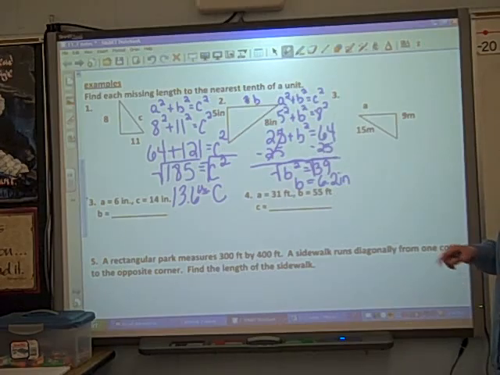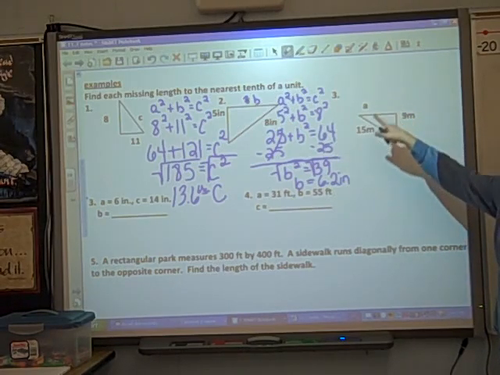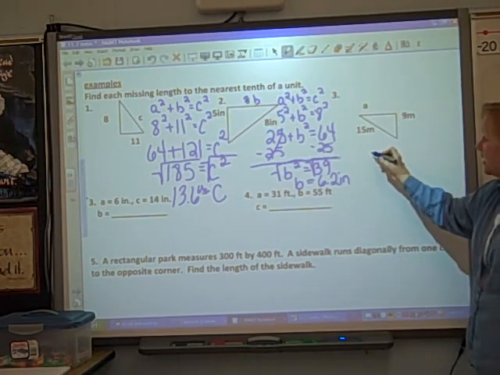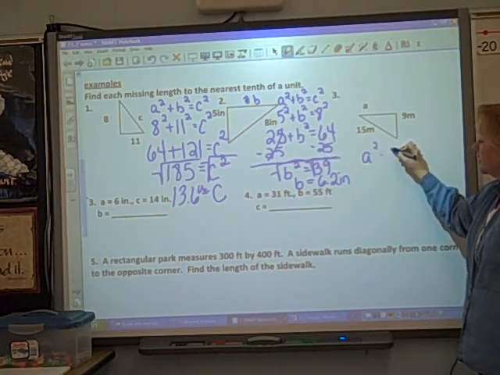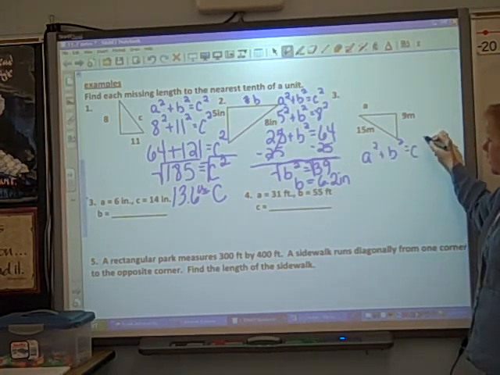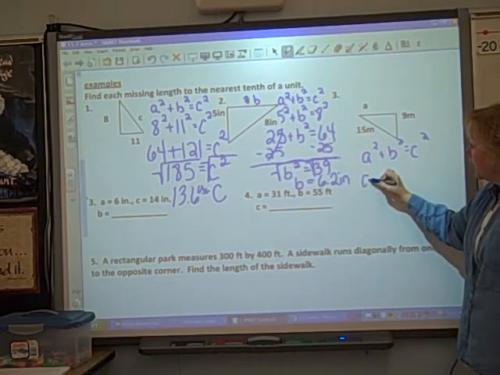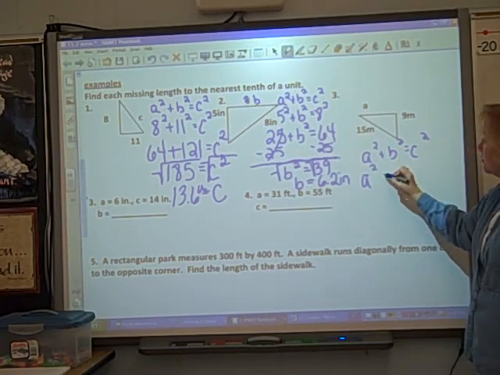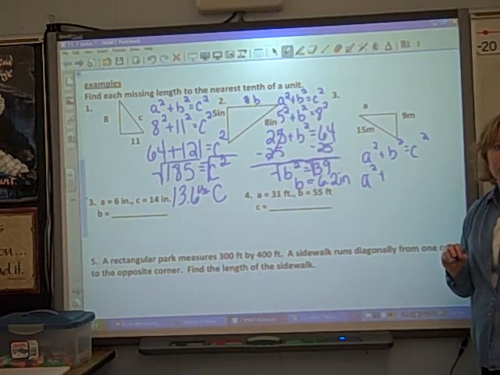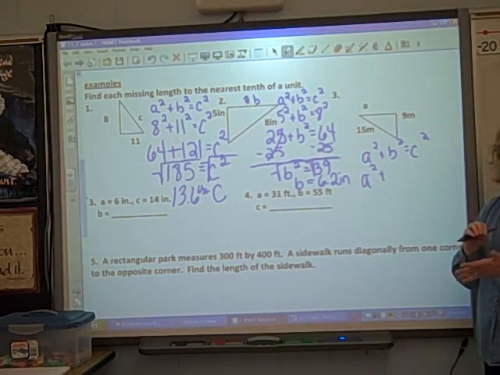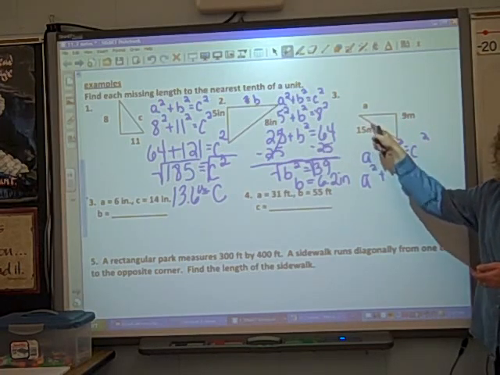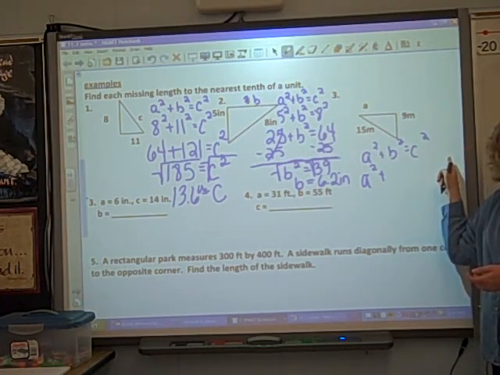Okay, so let's keep going here. Look at this one here. Again, I'm looking for the missing side. A squared plus B squared equals C squared. A squared, we don't know, that's what we're looking for. Plus, what number am I putting in for B? Which number do I have to put in for B? 9. The 9, because we know the hypotenuse is always the C, right?